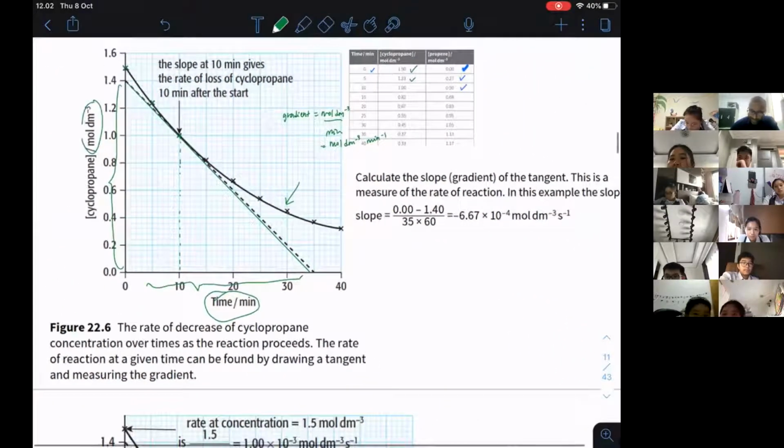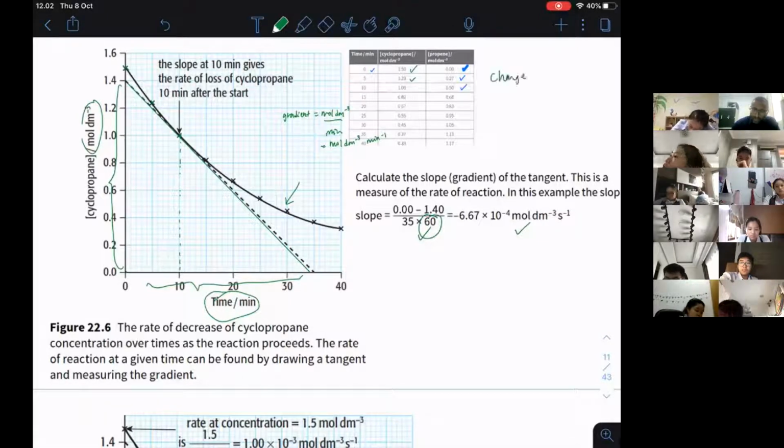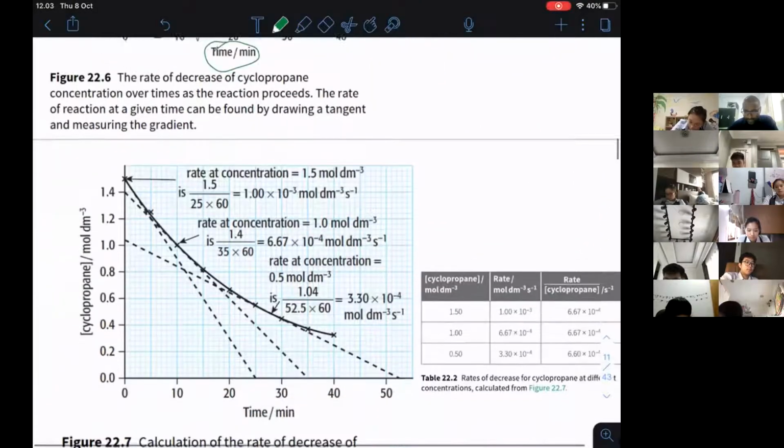So here they actually took the gradient and got something like this. They have changed this into seconds because for the formula, change in concentration divided by time, the time they meant is seconds. So they can calculate this. We can calculate using the graph. Everything that we do is related to the graph. They record everything through the graph.